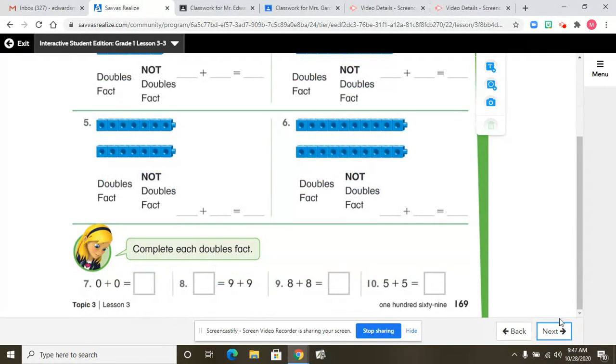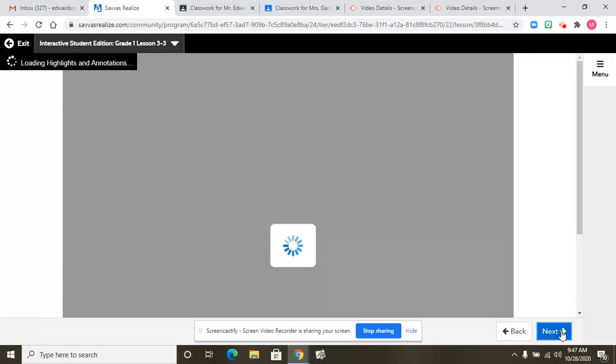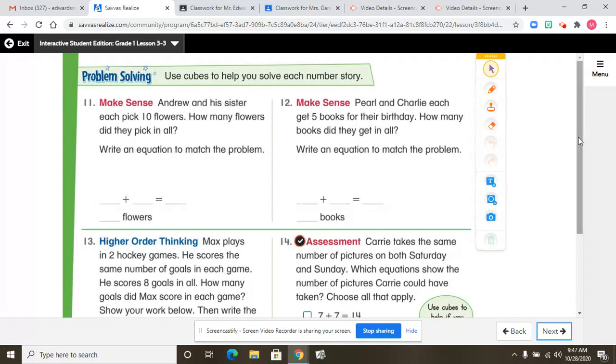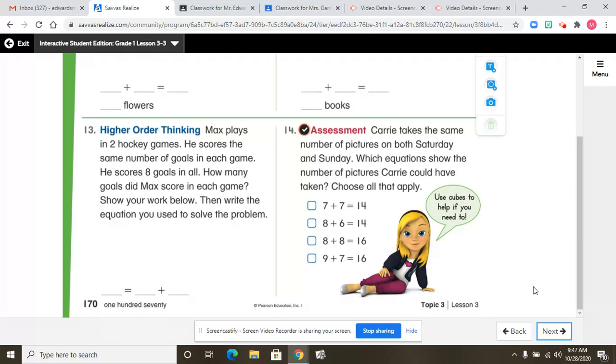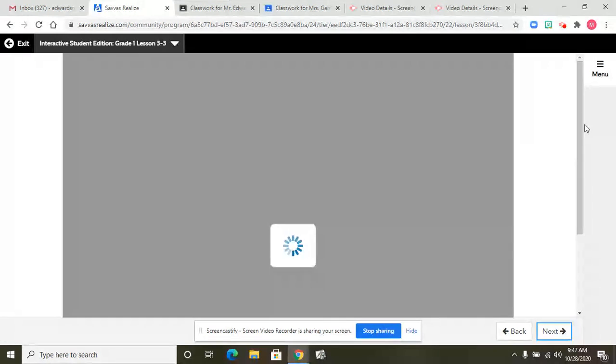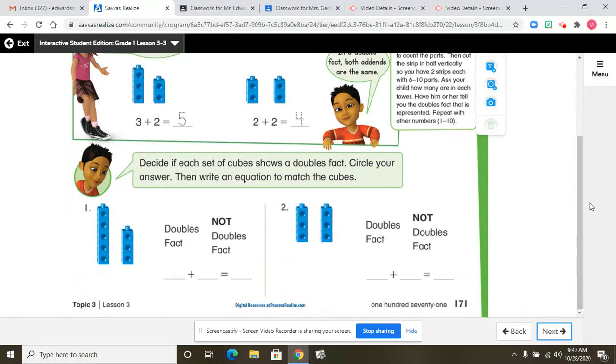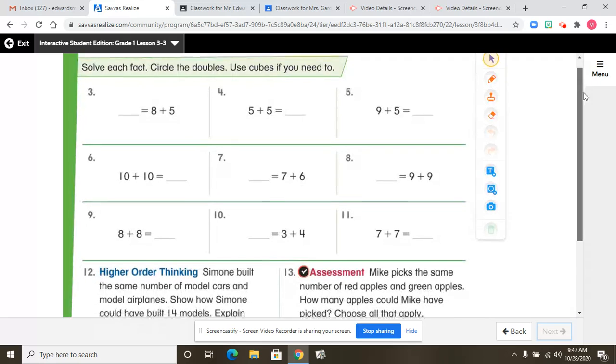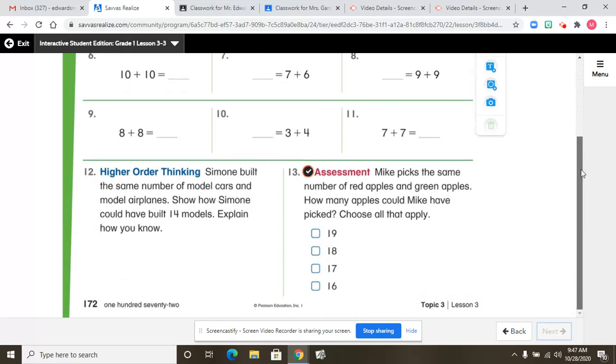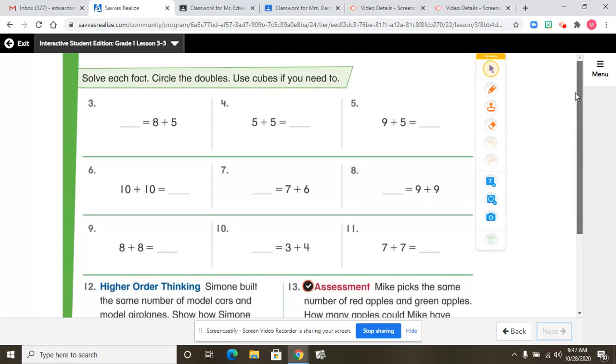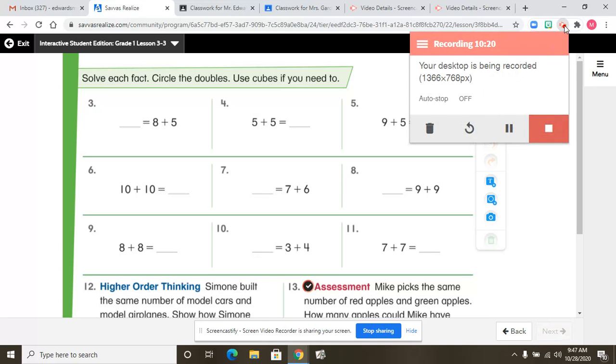All right, when you are finished with that, you can do your extra practice if you would like. Page 170, bunch of story problems for you that have to do with doubles facts. You can do 171, and you can also do 172. When you get done with that extra practice, please do your quick check on the Savas website. Please do not forget and get behind on those. That would not be good.